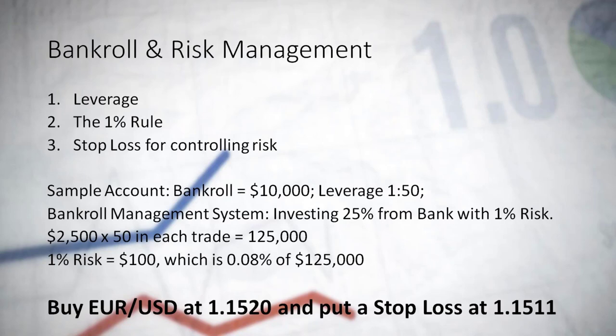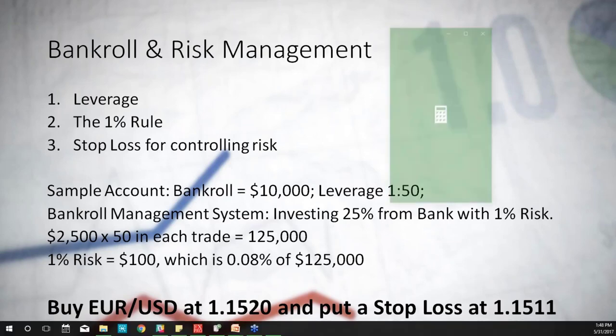So take a look at the bold text at the bottom. If you buy the euro dollar at 1.1520, you need to put a stop loss order at 1.1511 if you are following all the rules we set above, because 1.1511 is at 0.08% distance from 1.1520. And to check this, I am going to now pop up a calculator for you.